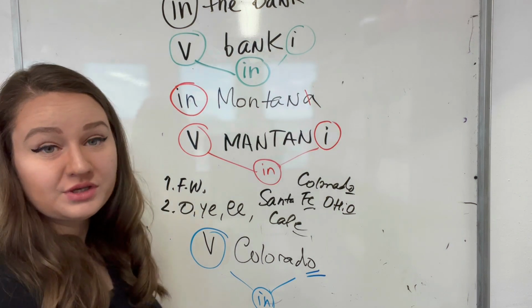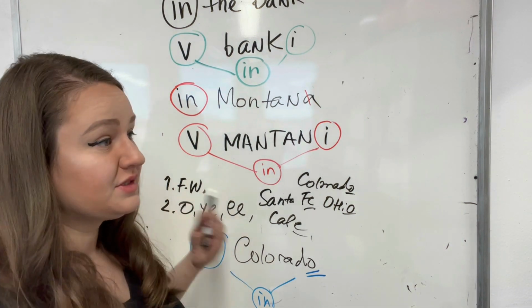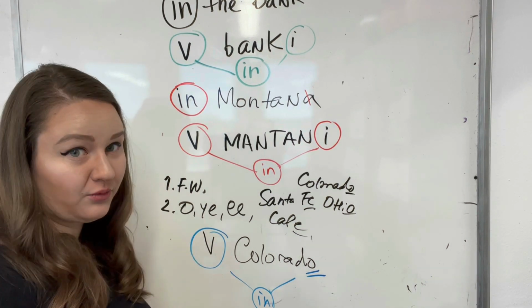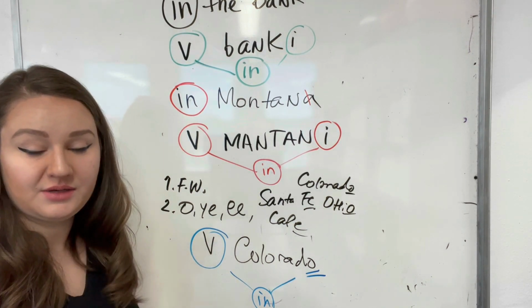You would have в Колорадо, and it would mean "in." Watch out for those words. They usually come to Russian from French, German, or English language. And that is pretty much it.